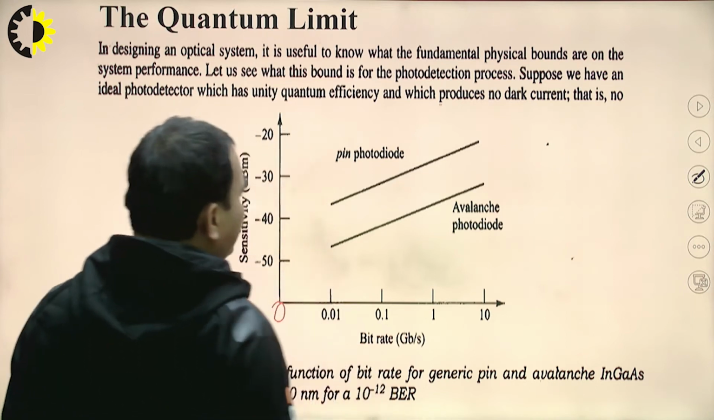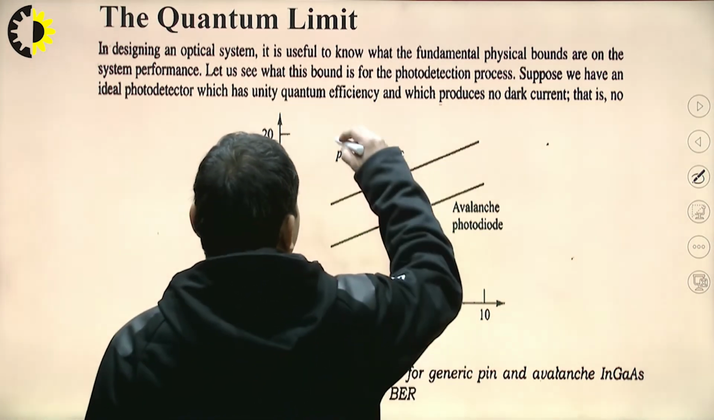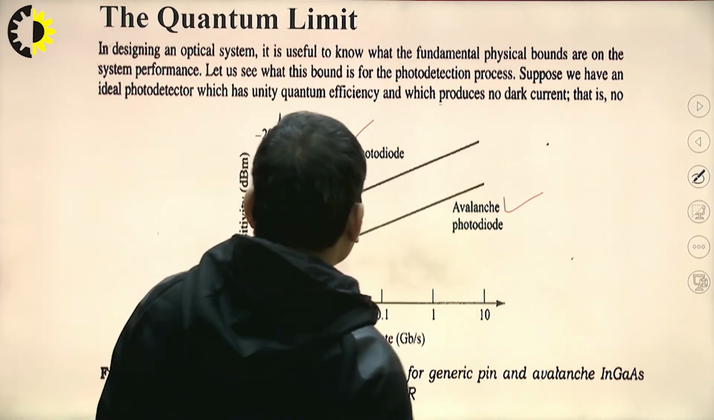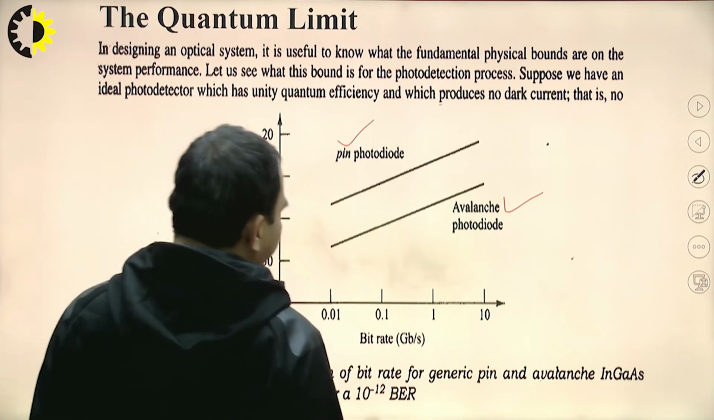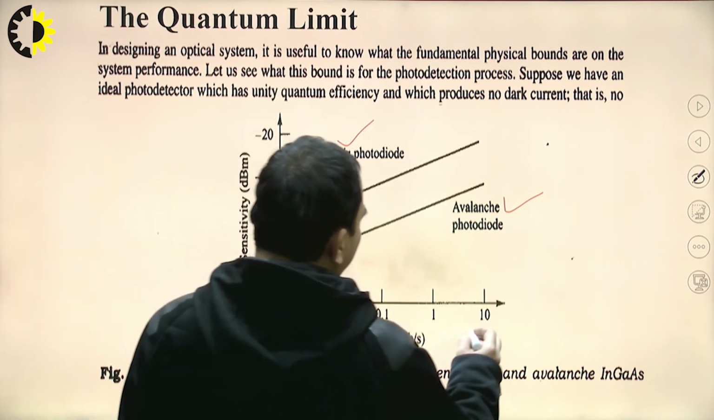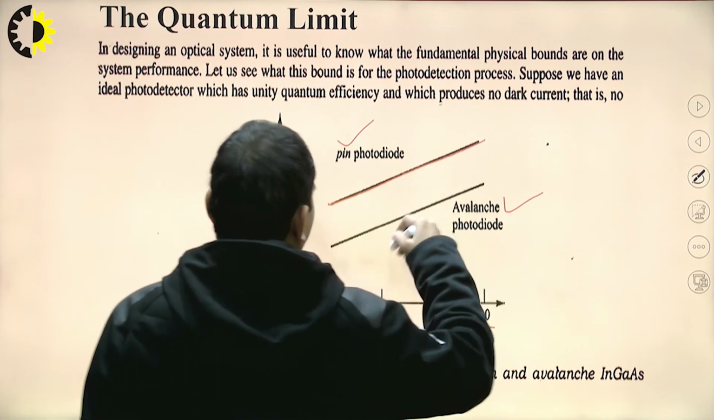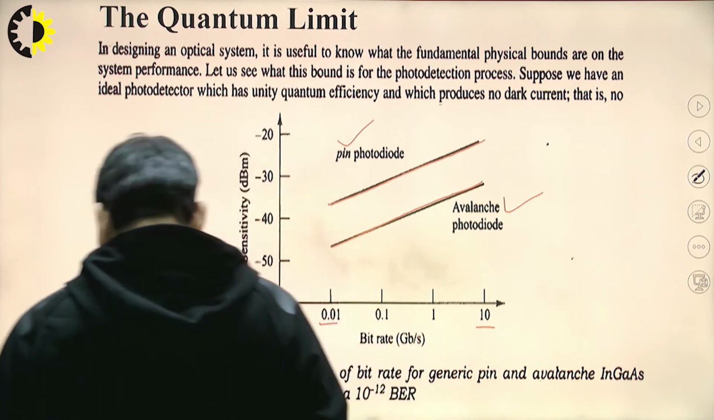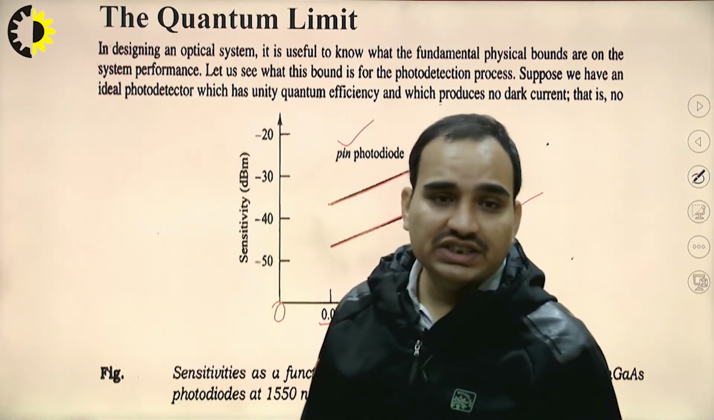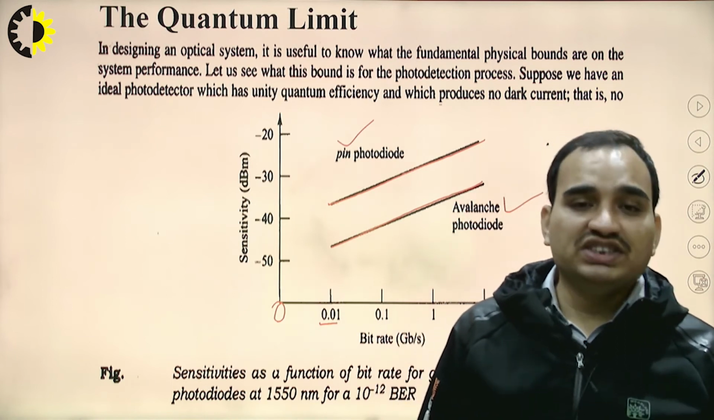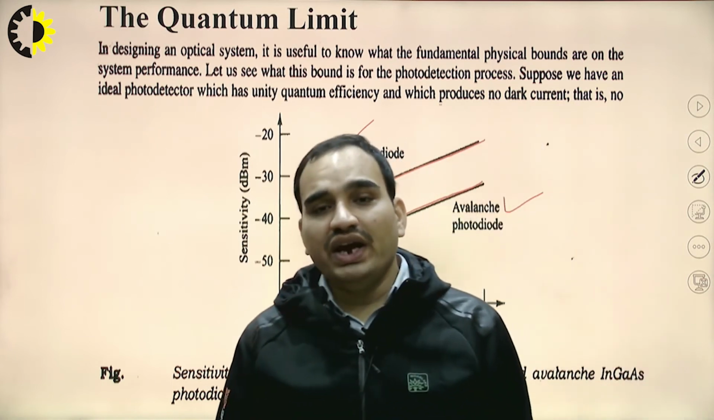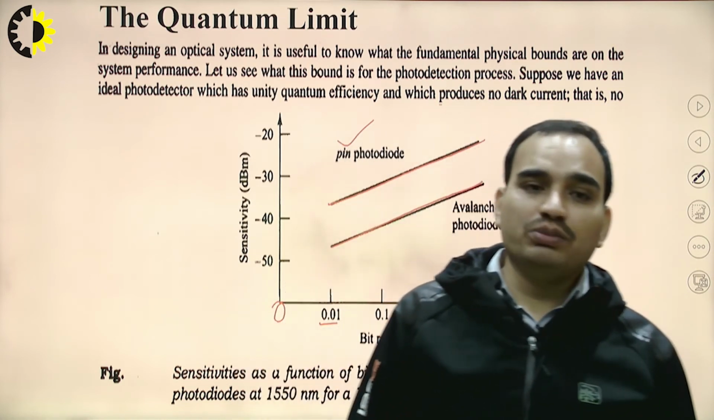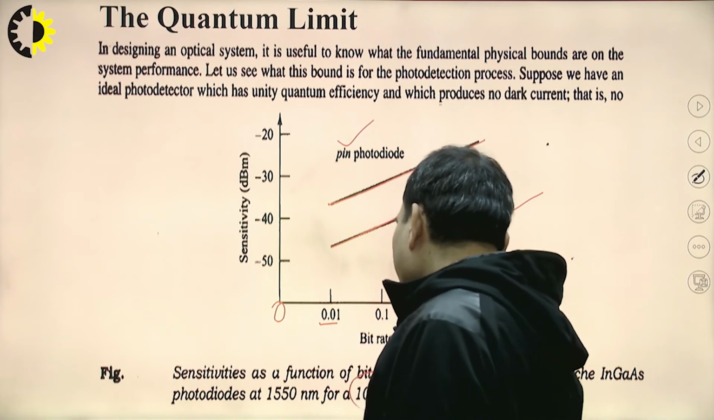We are analyzing two types of receivers, that is the PIN photodiode and the avalanche photodiode. We can see that the sensitivity of the PIN photodiode for bit rates from 0.01 to 10 has the higher value, and for the avalanche photodiode we have the lower value. So these are the sensitivities as a function of bit rate for the generic PIN diode and the avalanche photodiode, that is for the indium gallium arsenide photodiode at 1550 nanometers for 10⁻¹² BER, that is bit error rate.